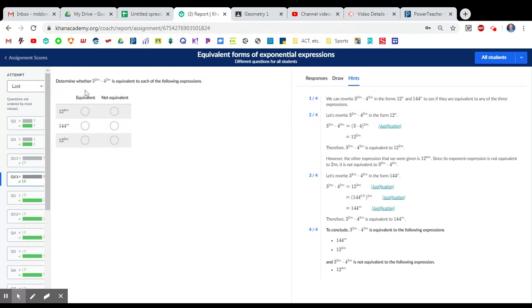The goal here is to take this equation, 3 to the 2m power times 4 to the 2m power, and to decide, are these three equivalent or not equivalent? We could choose some to be equivalent, some to be not equivalent, all to be equivalent, or all to be not equivalent. So let's get started.